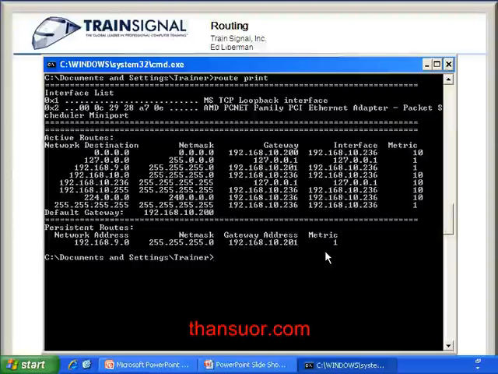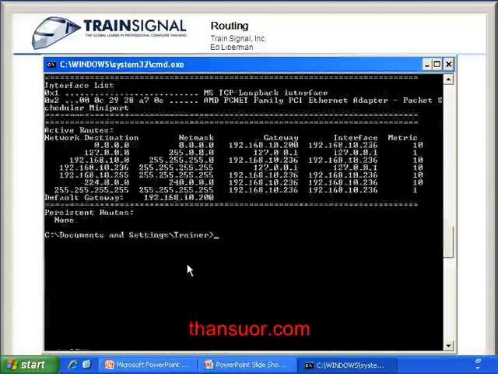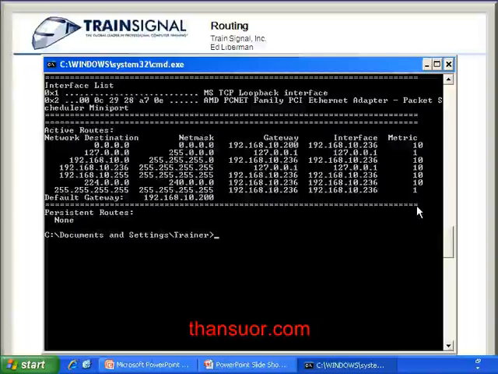And then of course, how would I delete it? Route delete, and then just put in the destination, route print, and you'll see that the persistent route is now gone. Now, there are additional things you can do with the route command. I mean, you may have noticed that I didn't enter anything with regards to the metric. Okay, you could have also put in a specific metric with it.